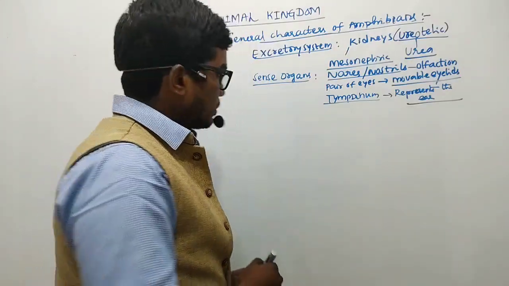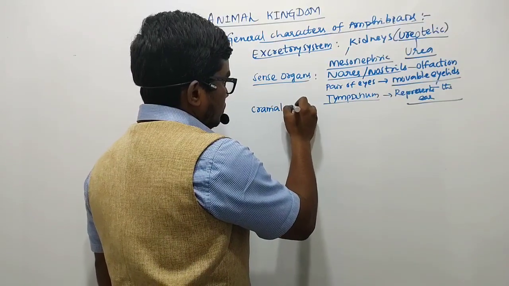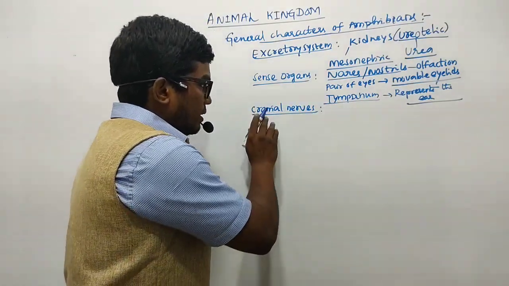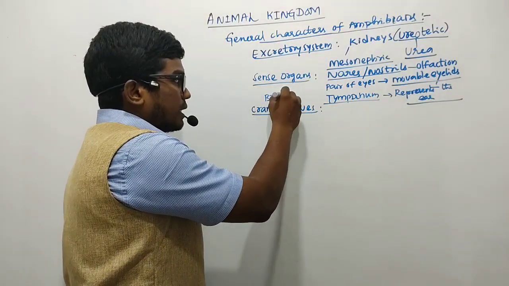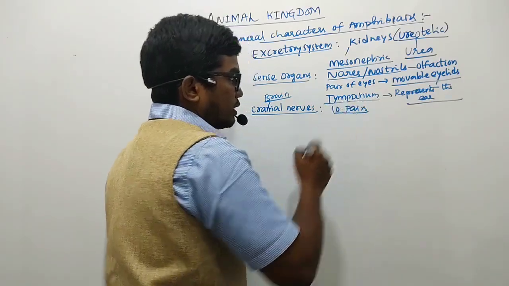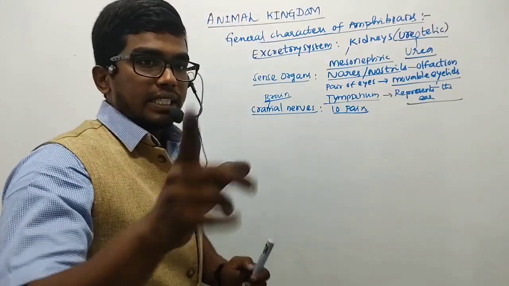Then coming to the cranial nerves. When I say cranial nerves, please understand that these are the nerves which directly emerge from the brain. Here it is 10 pairs. 10 pairs of cranial nerves directly arise from the brain.